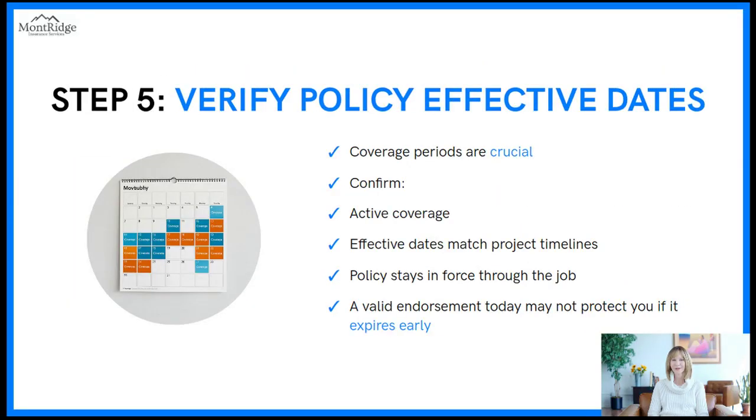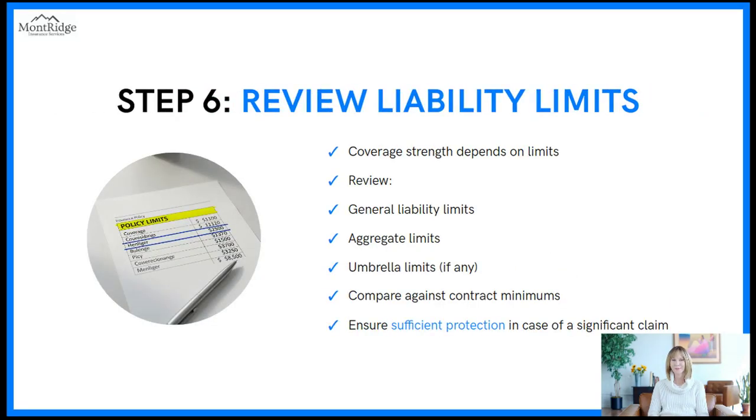Step 5. Verify policy effective dates. Coverage periods are crucial. Confirm active coverage. Effective dates match project timelines. Policy stays in force through the job. A valid endorsement today may not protect you if it expires early. Step 6. Review liability limits. Coverage strength depends on limits. Review general liability limits, aggregate limits, umbrella limits, if any. Compare against contract minimums. Ensure sufficient protection in case of a significant claim.